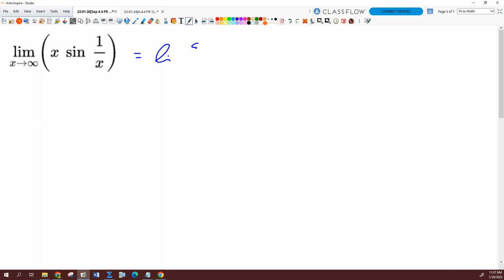So limit of sine 1 over x over 1 over x as x approaches infinity. I guess we want to make sure everybody agrees this would have given us, we didn't check it, but this would have given us infinity times 0, right? Okay. So then we would just go from there.